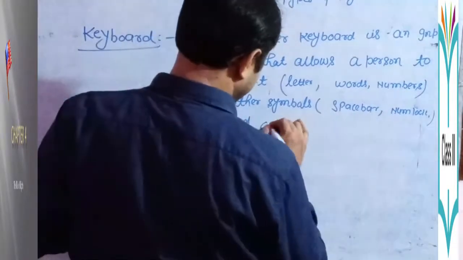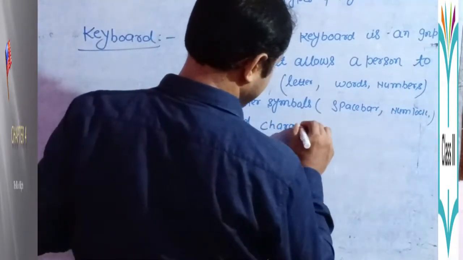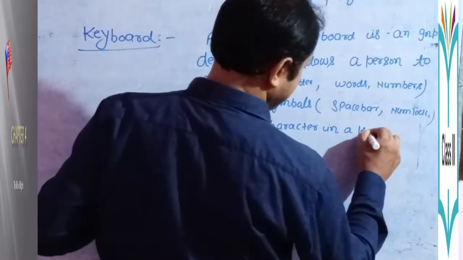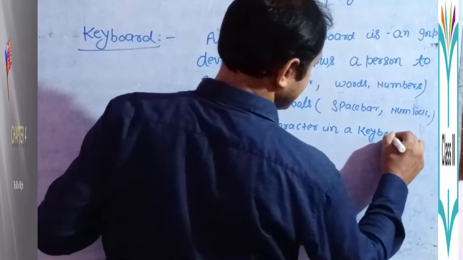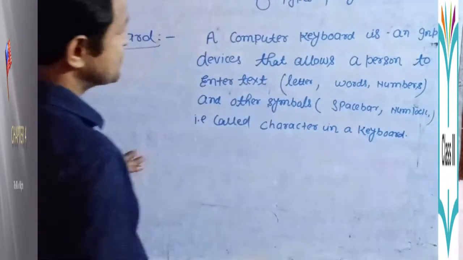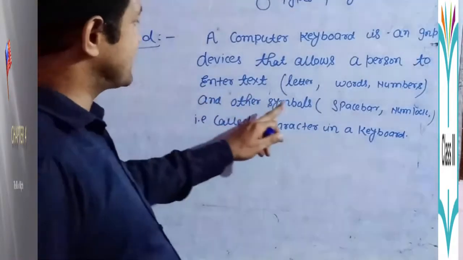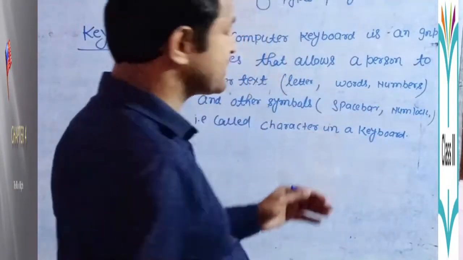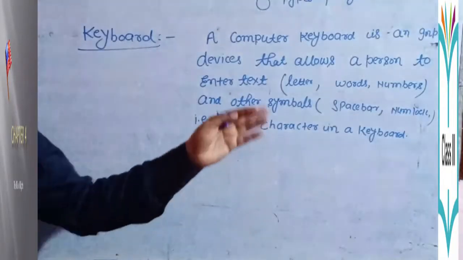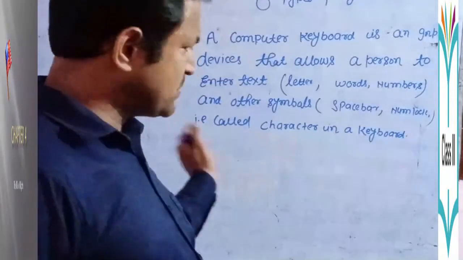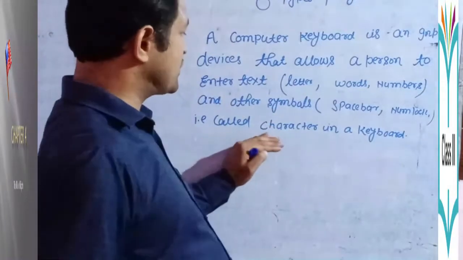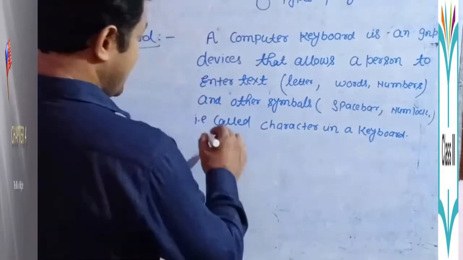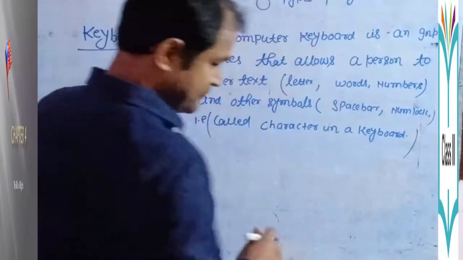Character in a keyboard. I hope every student understands the keyboard enters text. This text is related to letters, words, numbers, and other symbols. Which type of other symbols? You use the space bar, the numlock, the delete button. There are so many such functions in the keyboard. This other symbol is also called a character in a keyboard.